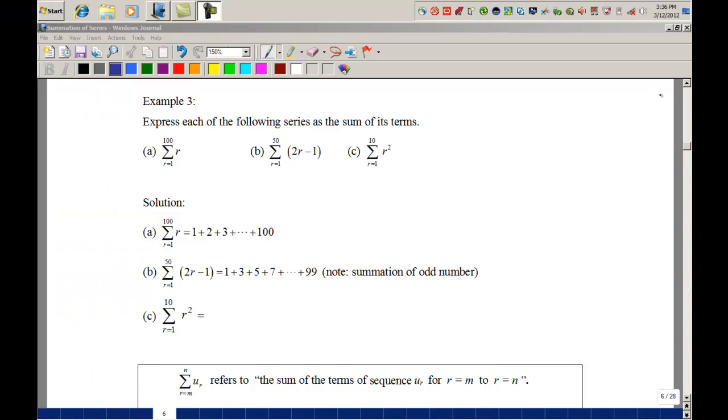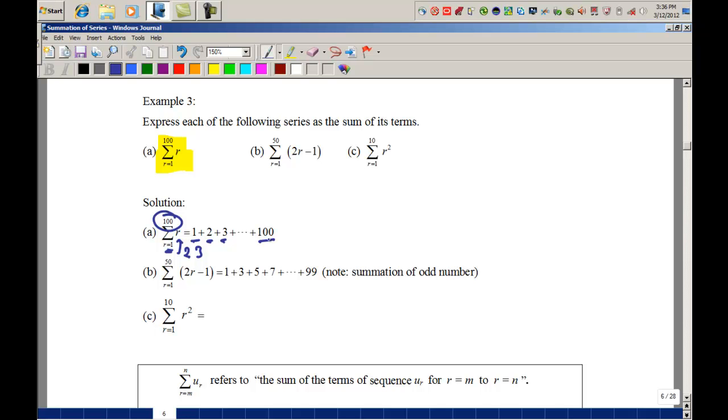Now let's check if you can understand what I just mentioned about the summation symbol or the sigma symbol. In example 3, you see 3 parts, and each part wants you to express each of them as a sum of its terms. So let's take a look at part A. Part A says: you want to sum r from 1 to 100. So what do you do? You take 1, the lower limit, you sub inside r, you get 1. Then followed by 2, you sub it inside r, you get 2. Followed by 3, you sub 3 inside r, you get 3. All the way until you reach the upper limit, which is 100.